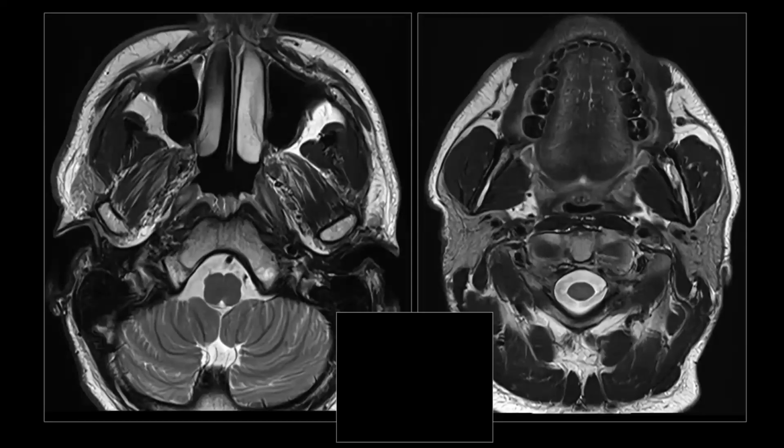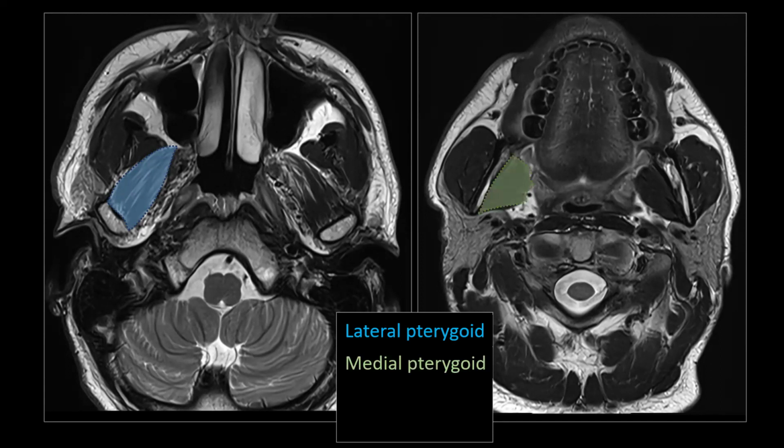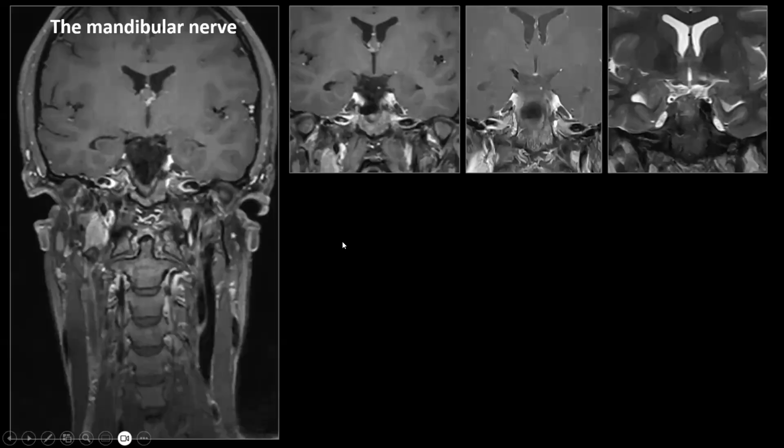These are the muscles of mastication on an axial T2-weighted MRI image. Here we see the lateral pterygoid muscle. This is the medial, which is located below the lateral, so we see it on a lower slice. Here we have the masseter muscle, and here we see part of the temporal muscle, but we don't see it lower in the masticator space.